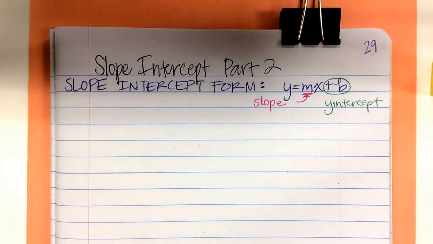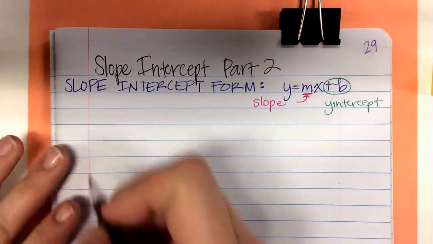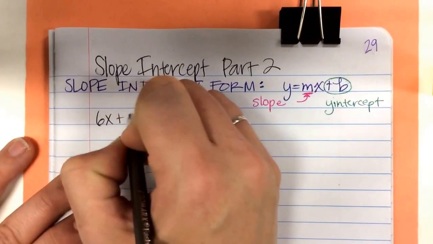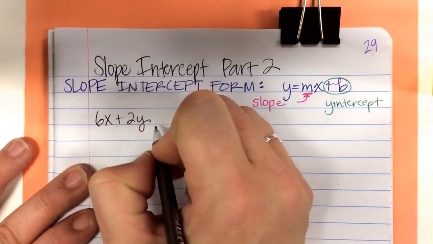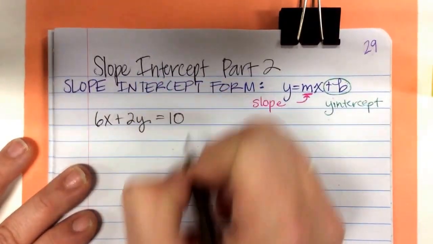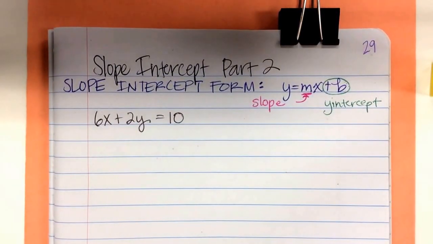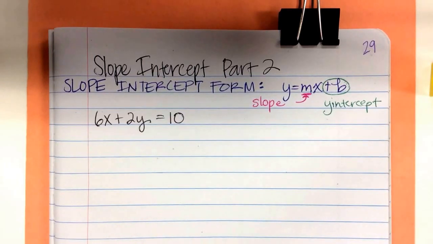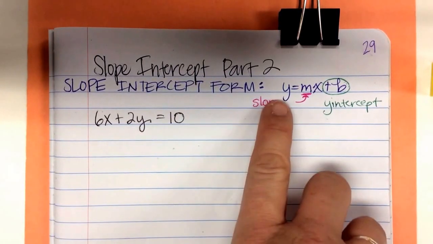Because math is never as easy as the examples, they may ask you to write in slope-intercept form and then graph. They may give you a problem like 6x plus 2y equals 10, and say, graph that. Well, in order to graph, y has to be alone.